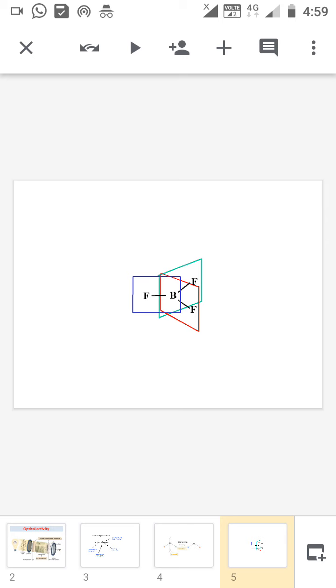Similarly, if you take the red plane cutting the molecule into equal halves, we will get the image of the other BF. That means the BF bond which exists in the blue plane, we will get the reflection of this BF bond in the red plane by using the red plane. That is the same as the original one.